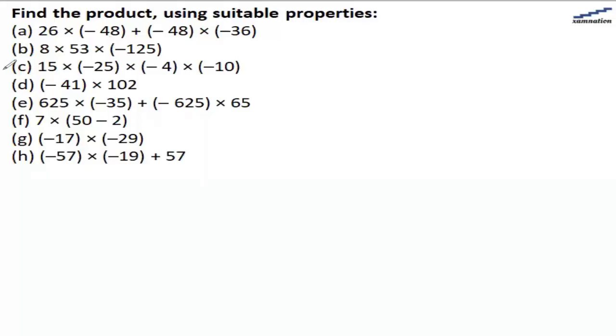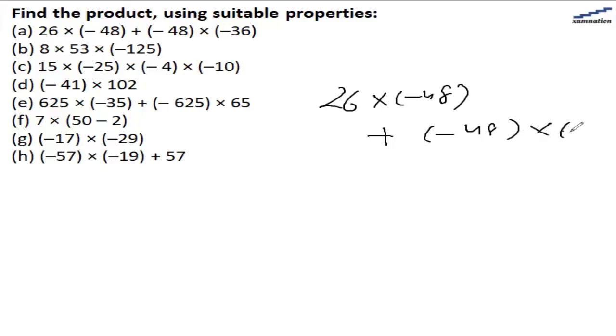So in this question, we are asked to find a product using a suitable property. The first part is 26 multiplied by minus 48 plus minus 48 multiplied by minus 36. As we can see, these numbers are the same, minus 48 and minus 48. So this is an example of the distributive property of multiplication.